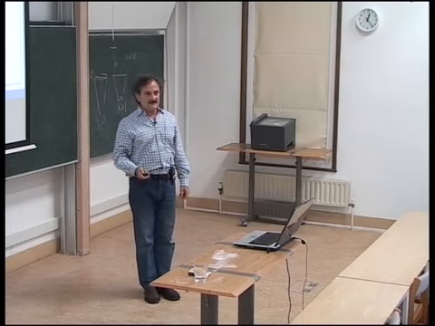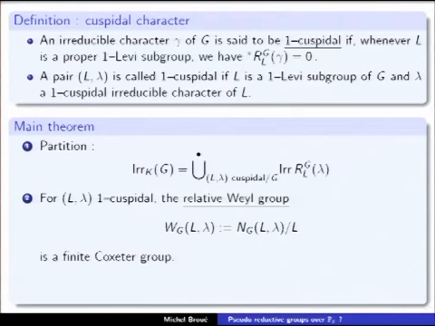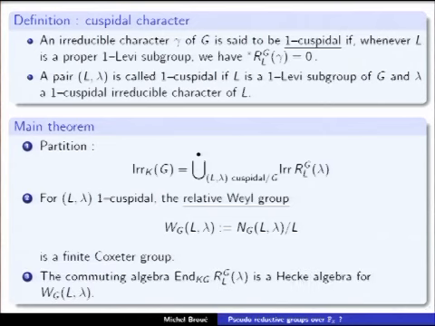In my case it is crystallographic, but if the group is not split, then you can find some. And then what is much better in a sense is that the commuting algebra of this induced module, whose constituents are there, the commuting algebra is a Hecke algebra for this finite Coxeter group. I will come back to this notion.